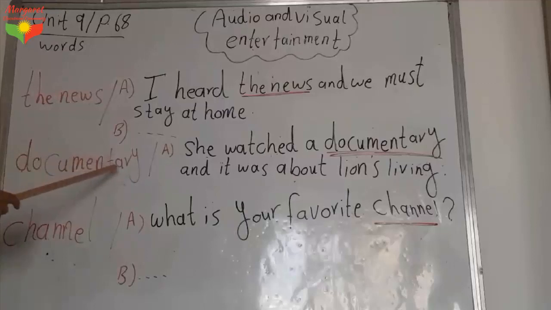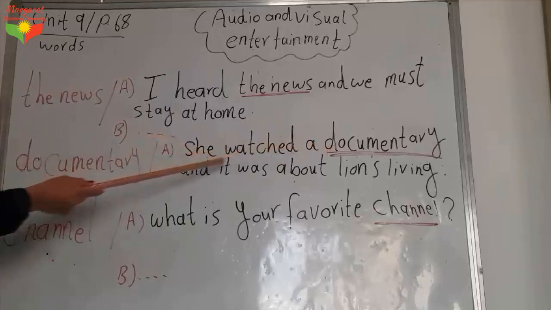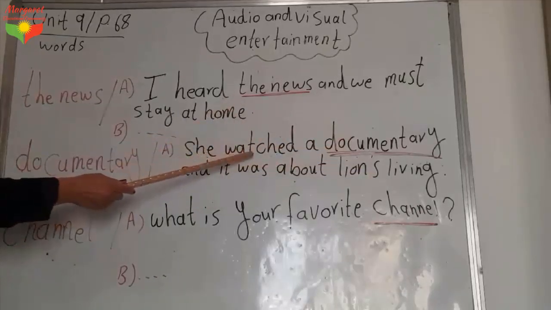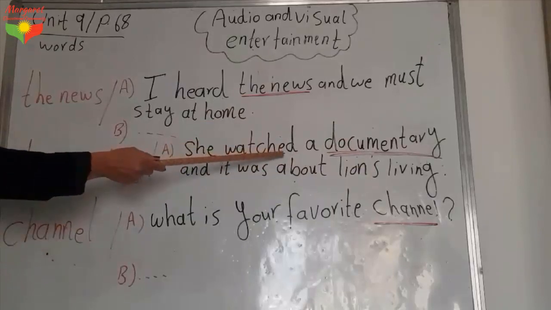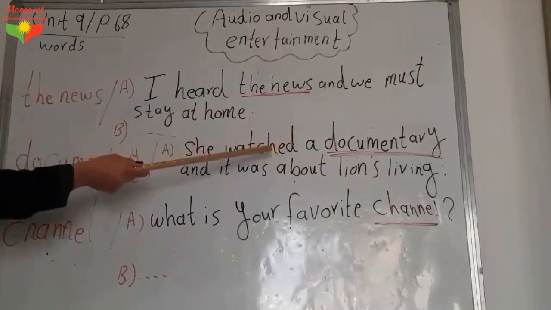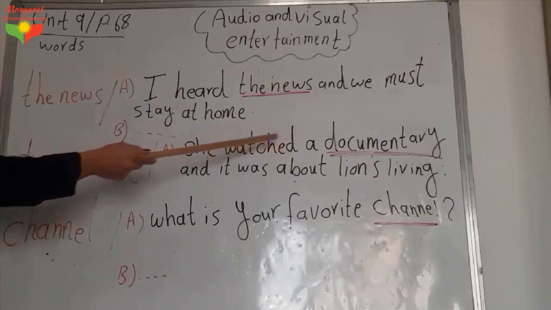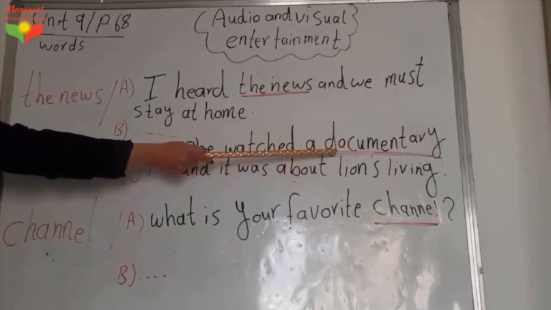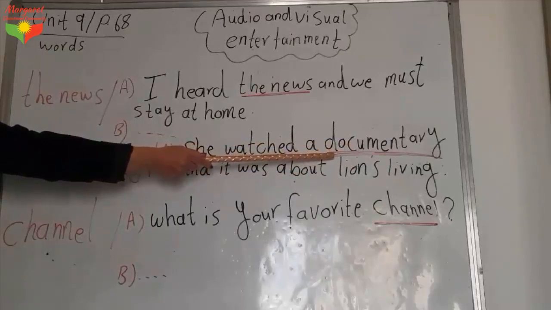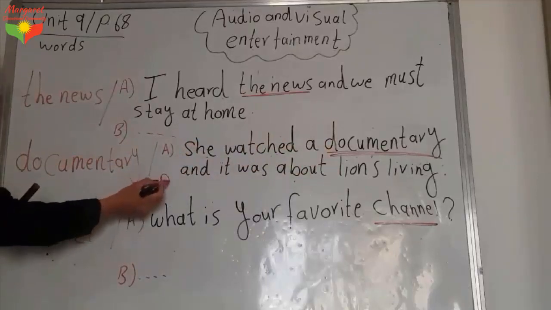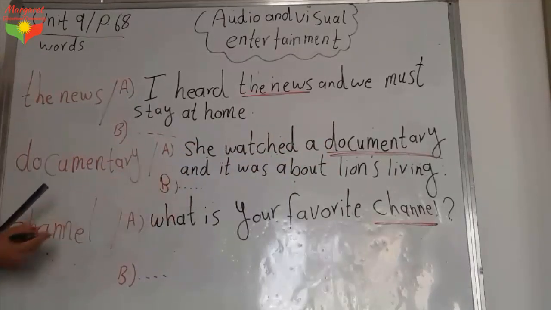Next word we have documentary. Documentary, okay. She watched a documentary and it was about lions living. She watched, it's the past sentence because we have ed on the verb. She watched, it's a regular verb by the way, watch. She watched a documentary and it was about lions living. So I underlined the word documentary. So you have to add your sentence. So B, it will be for yourself.